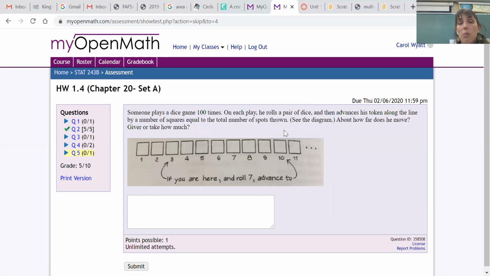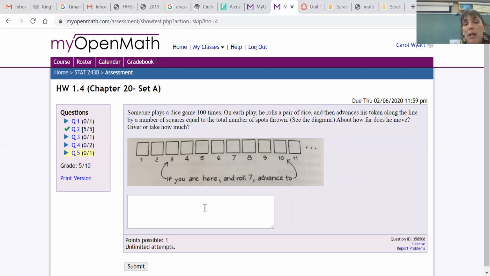And then someone plays a dice game 100 times. On each play, he rolls a pair of dice and then advances the token along the line number for a total number of squares equal to the spots thrown. So if I roll a 7, I go to 7. And if I roll another 7, then I go to 14. And if I roll a 2, then I go to 16, and so on. How far does he move, give or take how much?